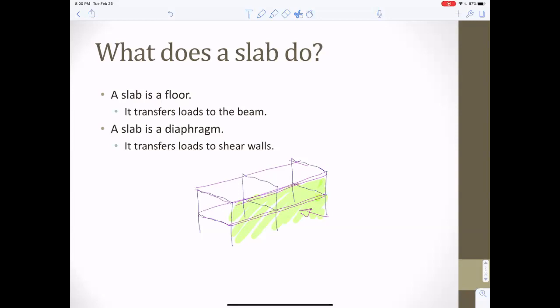If I draw a side view of that, you have this wind load coming onto the building, and it's going onto this cladding. These 2 slabs are resisting that like a diaphragm.